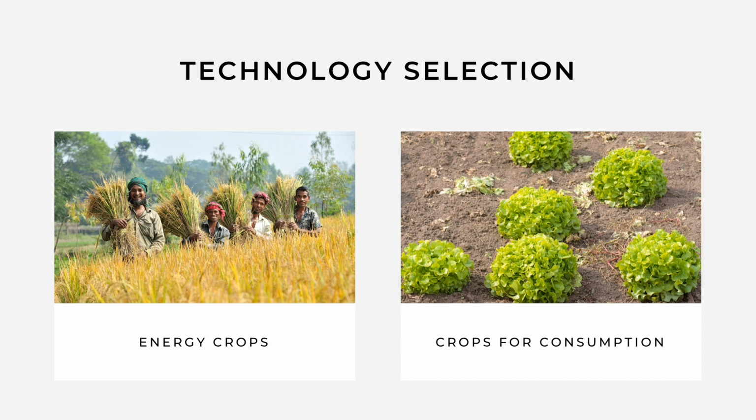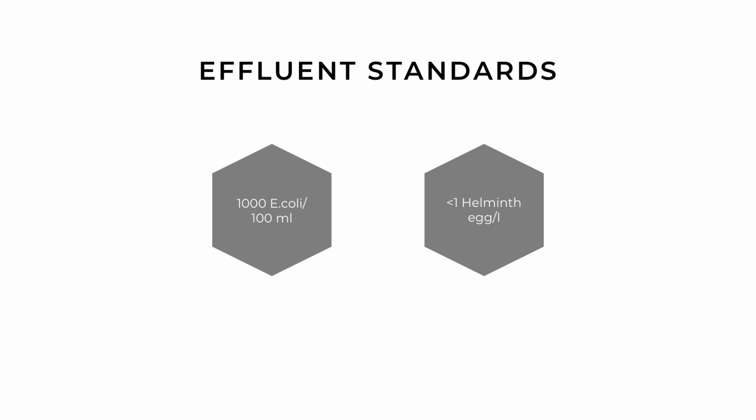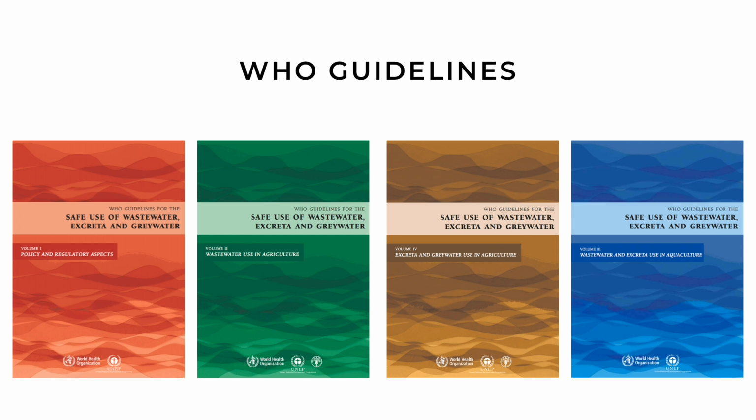Knowing the goal of reuse will let you identify the treatment objectives. These are usually defined by the standards set in national regulations or international guidelines such as the 2006 WHO guidelines for the safe use of wastewater, excreta, and greywater in agriculture and aquaculture. In there, you will find that the standards of 1,000 E. coli per 100 milliliters and less than 1 helminth egg are very safe effluent standards to protect farmers and consumers. I highly recommend to download the WHO guidelines below and read them.